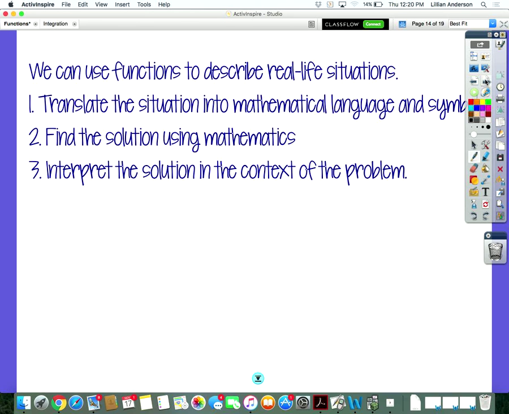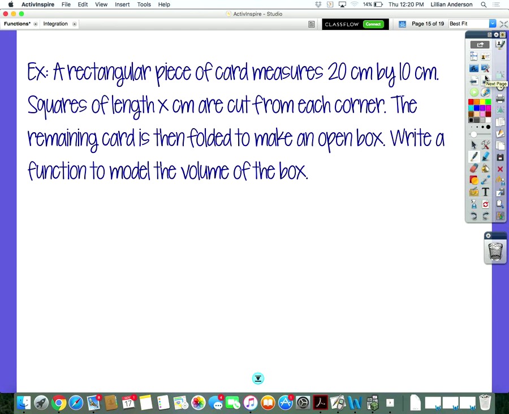Okay? So, we have a rectangular piece of cardboard that measures 20 centimeters by 10 centimeters. Squares of length x centimeters are cut from each corner. The remaining card is then folded to make an open box. Write a function to model the volume of the box. A lot of times when you have word problems, it might be helpful to draw a picture to represent this, especially since we're not given any type of equation. We have to write that ourselves.